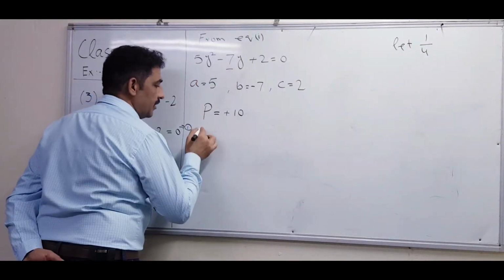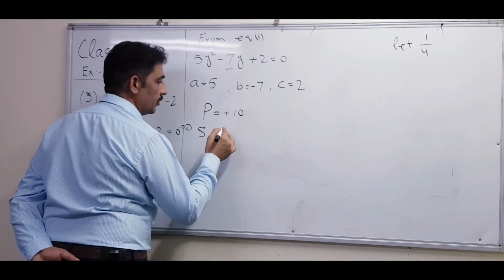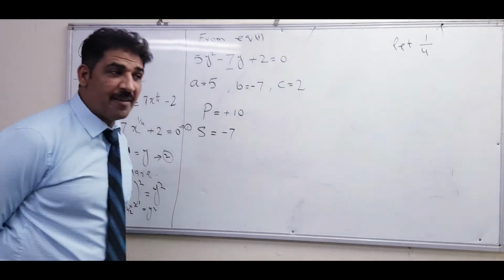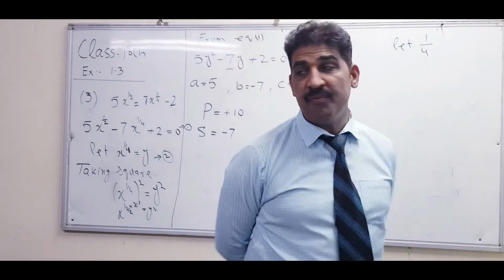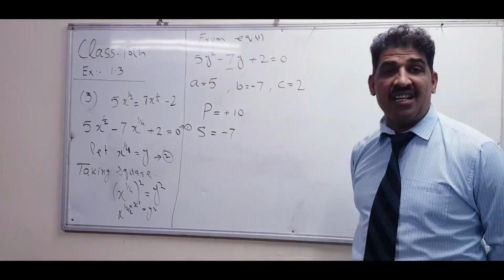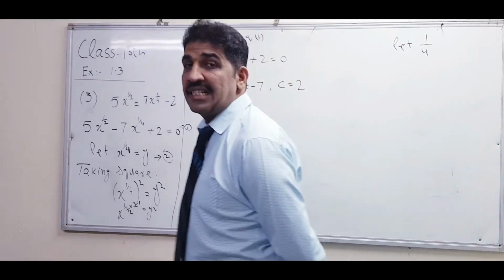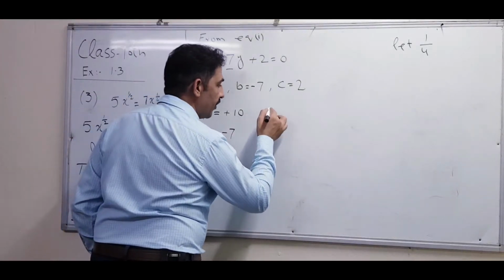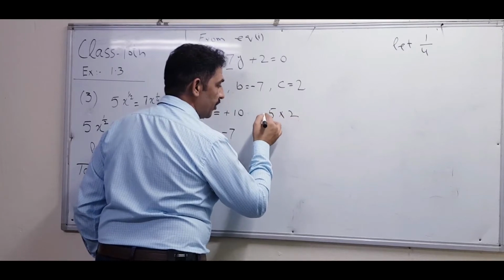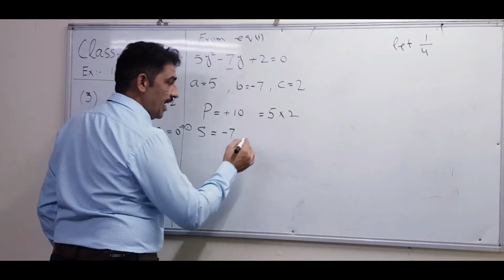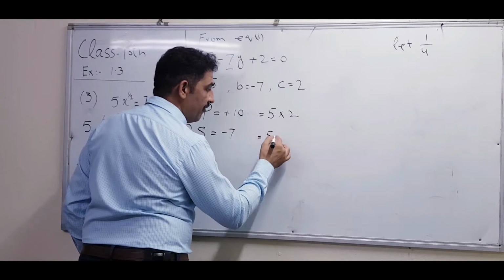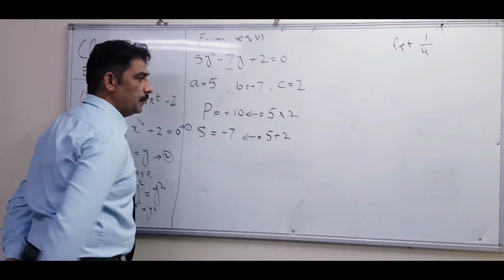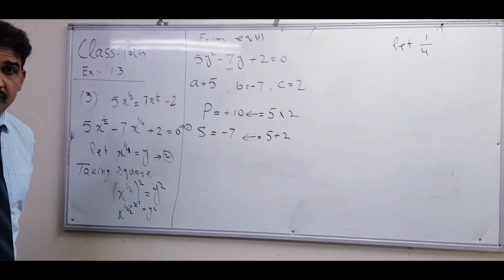The central term S means the sum is equal to minus 7. We have to find two factors. When we multiply them, we get the answer 10, and when we add them, we get the answer 7. So which are the two factors? Yes, good. 5 twos are 10. Very good, 5 multiplied by 2 gives us 10, and 5 plus 2 gives us 7. They satisfy both conditions.